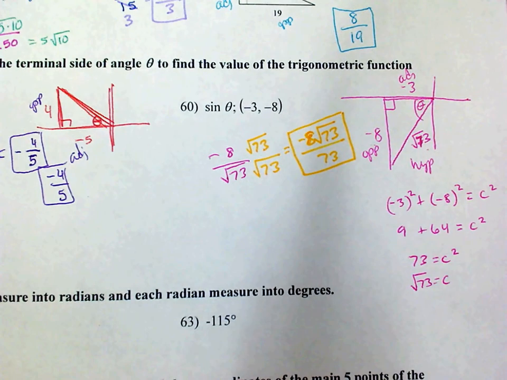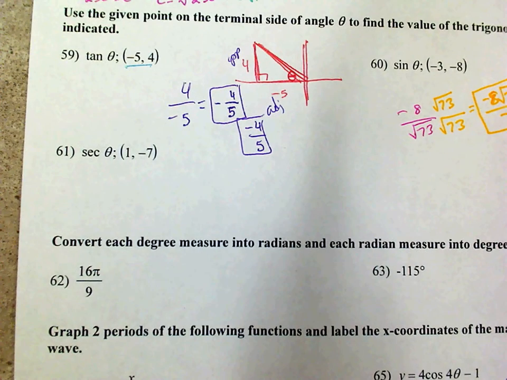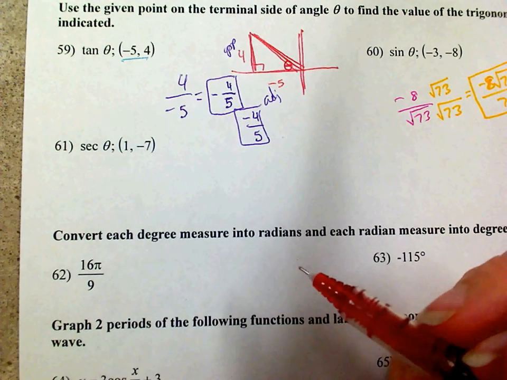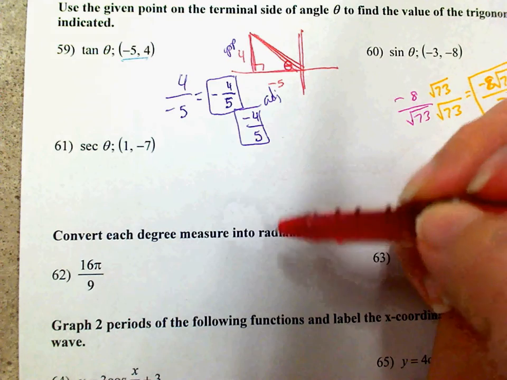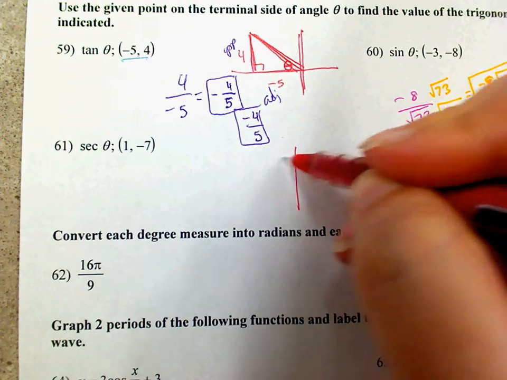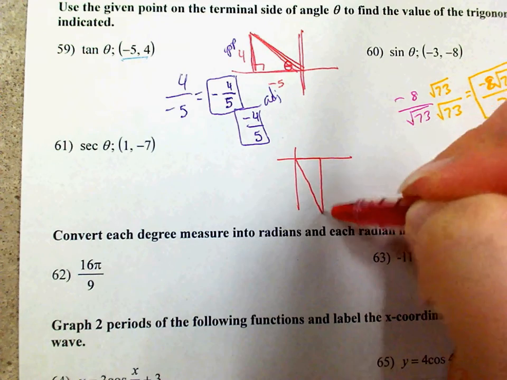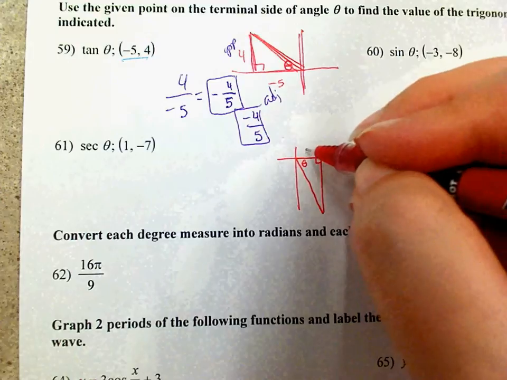Okay. On number 61, we're supposed to find secant of theta given the point (1, -7) is on the terminal side of the triangle. So a positive 1 means go to the right, and negative 7 means go down. So we're in the fourth quadrant. We're going to go right 1 and down 7. Your triangle does not have to be to scale, so don't worry about that necessarily.